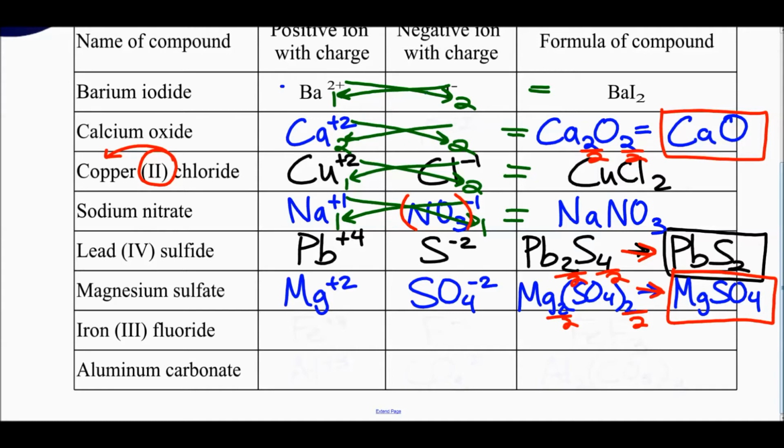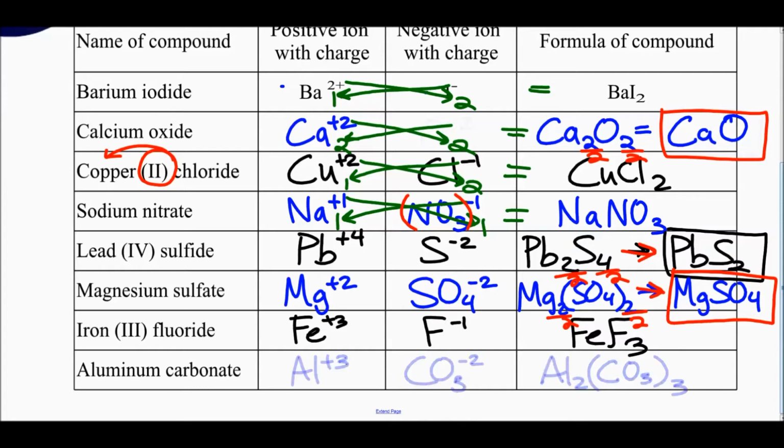Iron 3 fluoride. The Roman numeral tells you that iron's charge is a +3, so when you crisscross those, your final answer is FeF3. And then aluminum carbonate gives you a polyatomic ion, and this one is important because when you crisscross your aluminum's charge of 3 to the outside of your carbonate, you need to protect your polyatomic ion by using parentheses. Anytime that you have a number greater than 1 on the outside of a polyatomic ion, you're going to need to use parentheses.